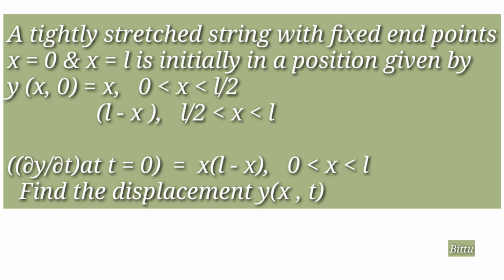Consider the problem. A tightly stretched string with the fixed endpoints x equal to 0 and x equal to l is initially in a position given by y of x,0 equal to x for 0 less than x less than l by 2. It is l minus x for l by 2 less than x less than l. And each of its points is given the velocity dou y by dou t at t equal to 0 is x into (l minus x), 0 less than x less than l. Find the displacement y of x,t.